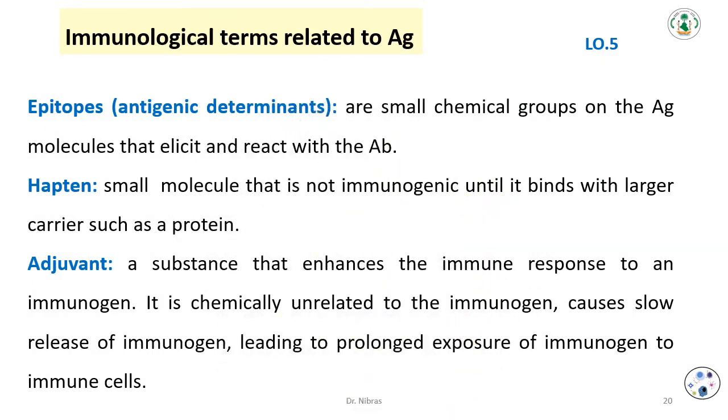Here are some immunological terms related to antigen. Epitopes, antigenic determinants, are small chemical groups on the antigen molecule that elicit and react with the antibody. Hapten is a small molecule that is not immunogenic until it binds with a larger carrier such as protein. In that case, it will elicit the immune response. Adjuvant is a substance that enhances the immune response to an immunogen. It is not chemically related to the immunogen, and causes slow release of immunogen leading to prolonged exposure of immune cells to the immunogen.